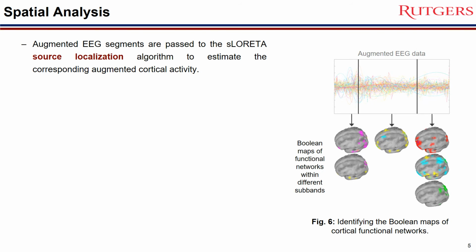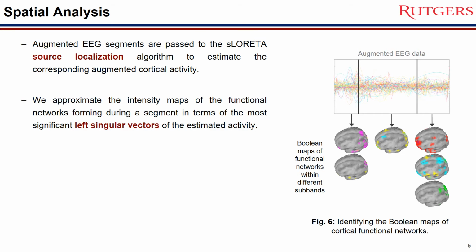Third, spatial analysis. Augmented EEG segments are passed to the S-Loreta source localization algorithm to estimate the corresponding augmented cortical activity. We approximate the intensity maps of the functional networks forming during a segment in terms of the most significant left singular vectors of the estimated activity.